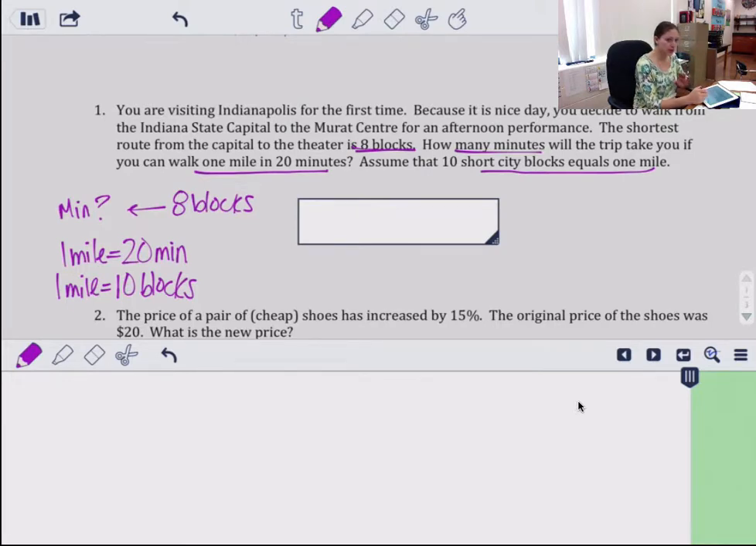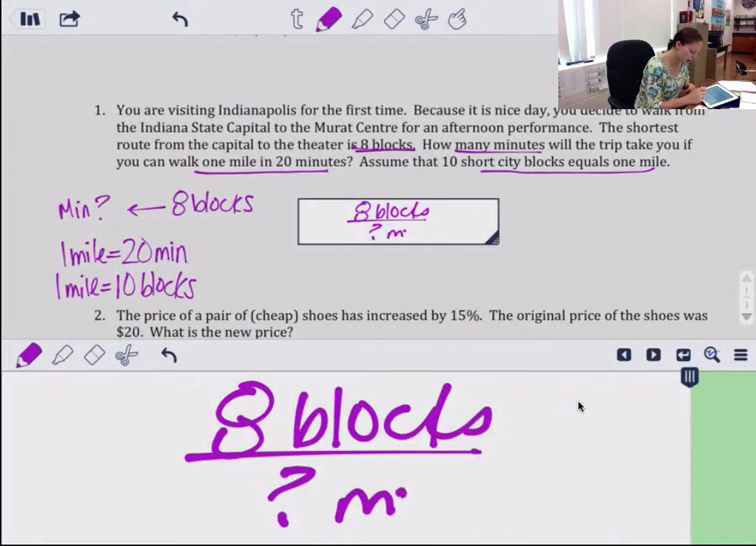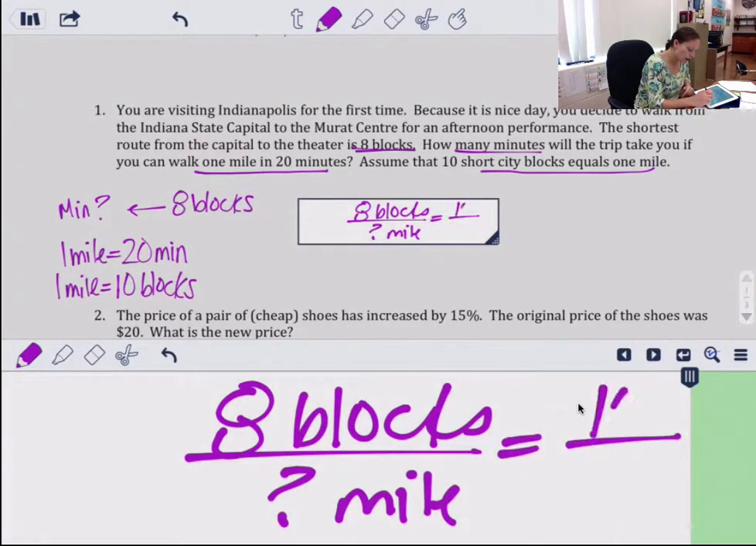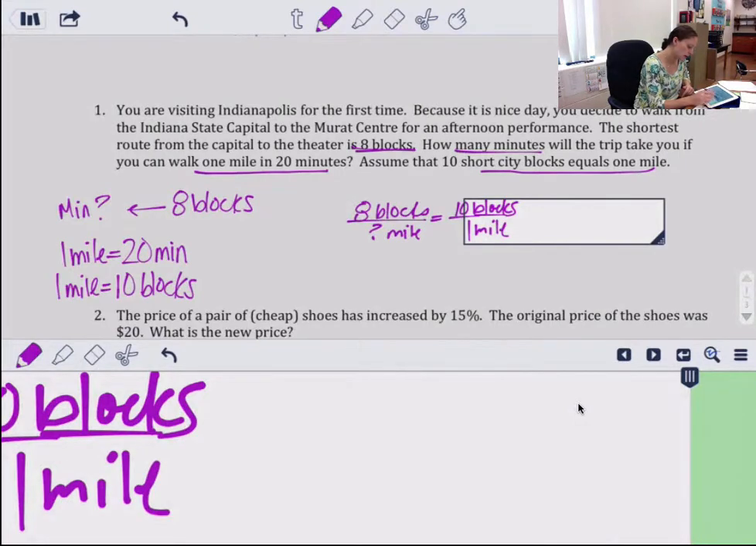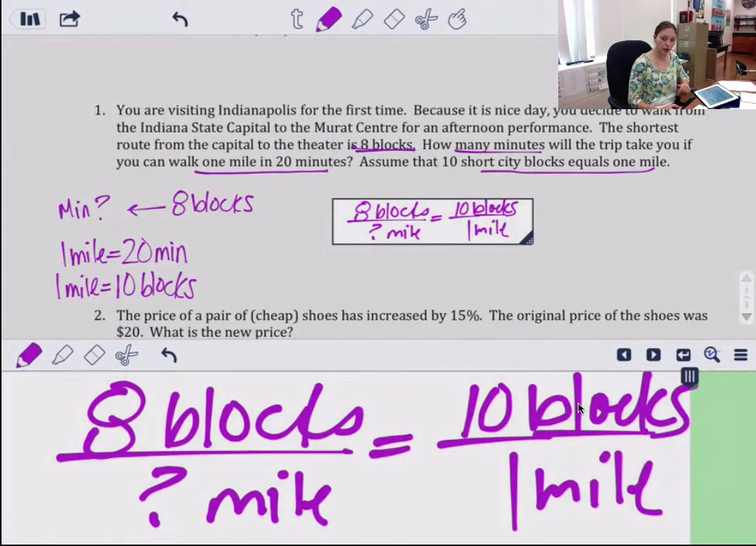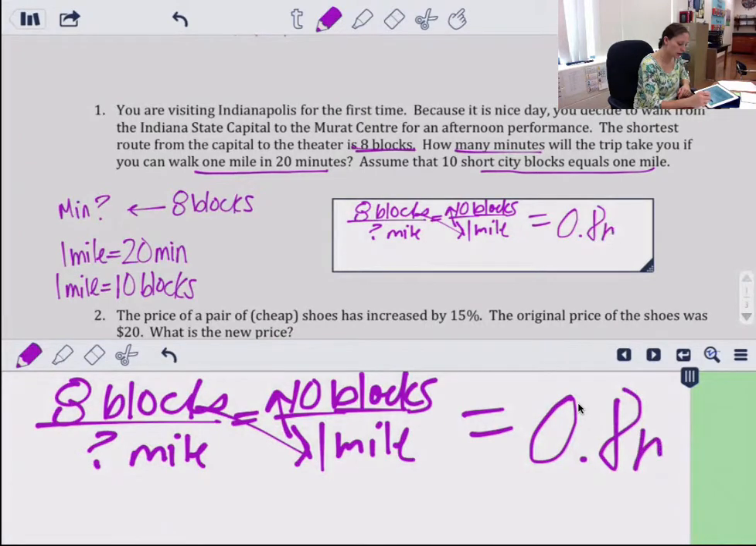There are a couple of ways to do this, and like I said, we'll talk more about this next chapter. But what I would do is say, there are 8 blocks, and I want to know how many miles that is first. And I know that there are 10 blocks in 1 mile. So basically, if you don't know how to do that, you cross multiply and divide. You take 8 times 1 divided by 10. Basically you'll get 8/10 of a mile. When I solve this one, 0.8 miles.